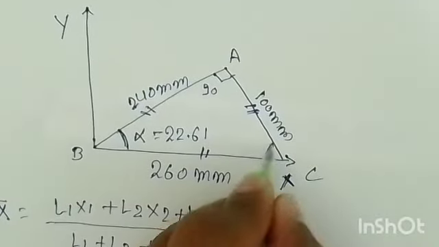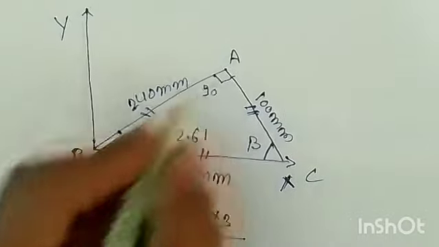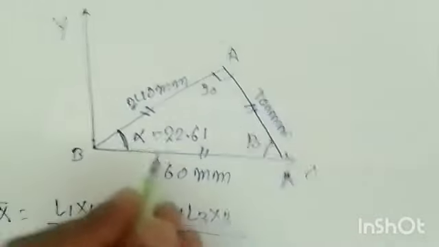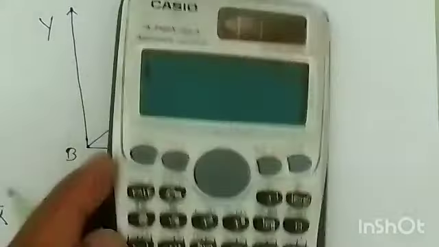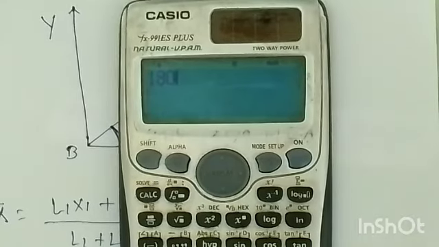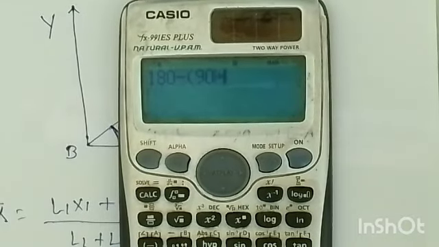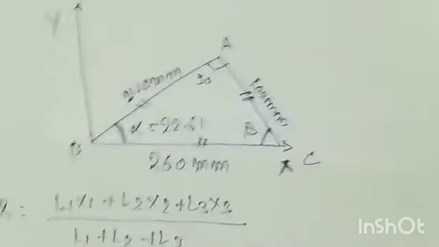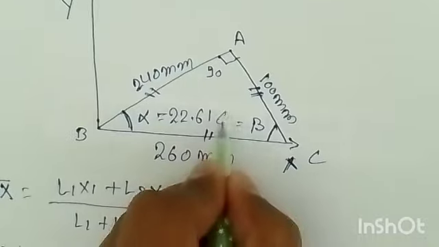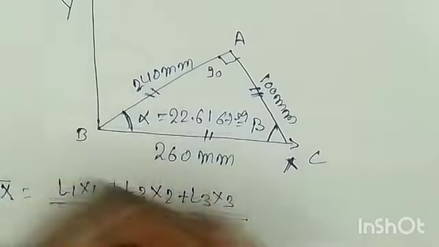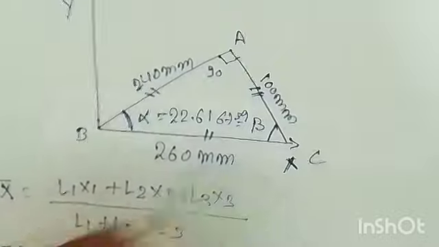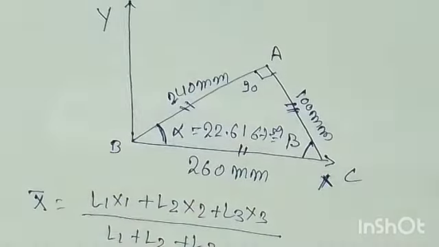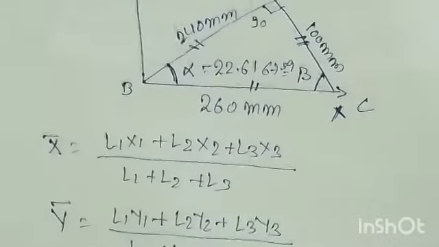Now for the other one, we need to use this angle. Let's say this angle is beta, right? So this is 90, this is alpha, which we got. So the angle beta is 180 minus (90 plus 22.61), which is 67.39. So beta is equal to 67.39, right? Now this you understood, okay?